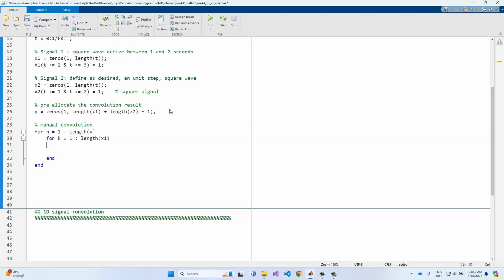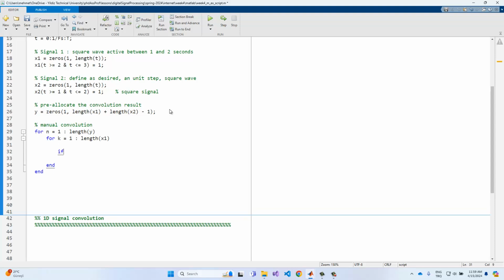Okay, and should be given in here. Okay, and so how can we calculate this value? For example, if n minus k plus 1 is greater than 0, which means that if you have n equal to 1 and k equal to 1, and so at each time k is convolved with the related index in here.